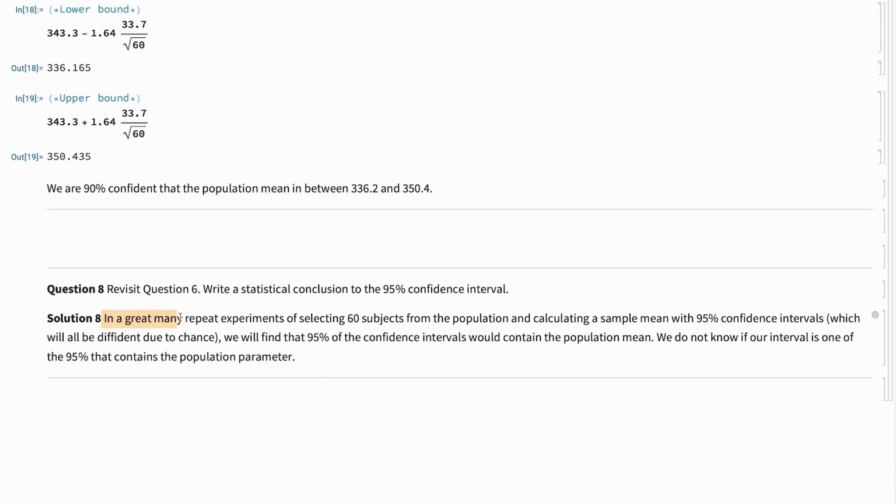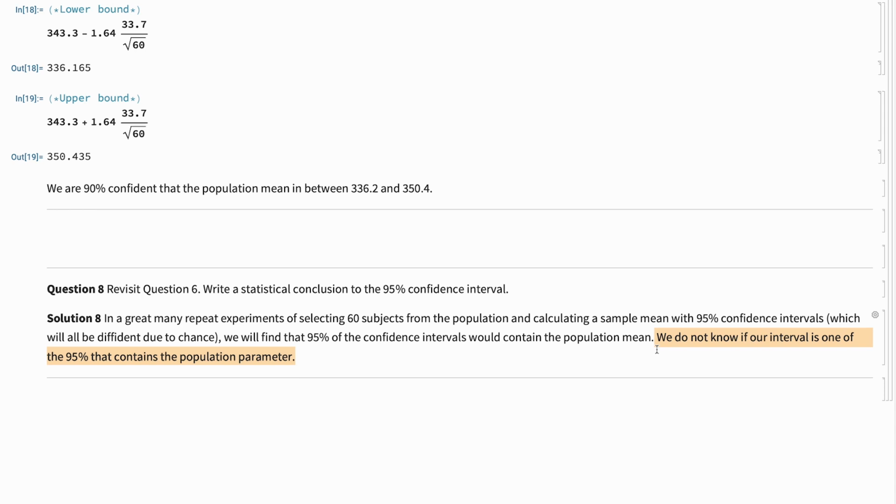In a great many repeat experiments of selecting 60 subjects from the population and calculating a sample mean with a 95% confidence interval, which will be slightly different due to chance every time I do this, if I were to do this many times over, we will find that 95% of the confidence intervals would contain the population mean, and 5% of them will not. But very importantly, we can never know if our interval from our one study actually is one of the 95 that contains the population parameter, the population mean, or is one of the 5 that do not. We can never know that.